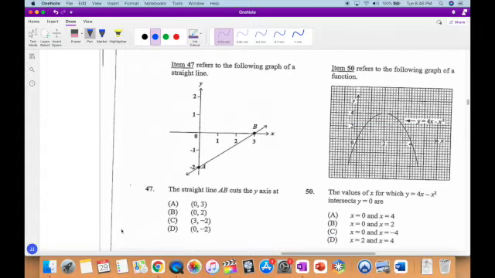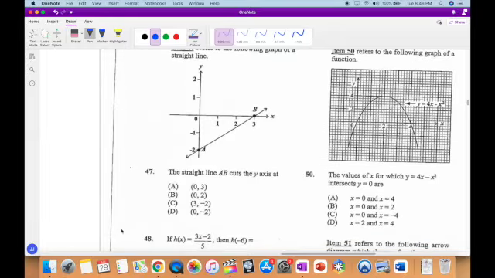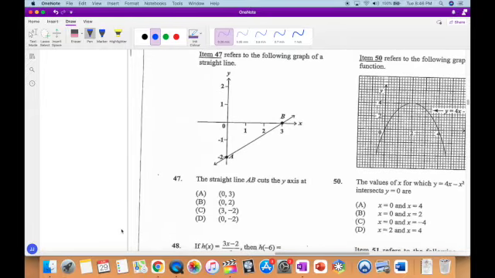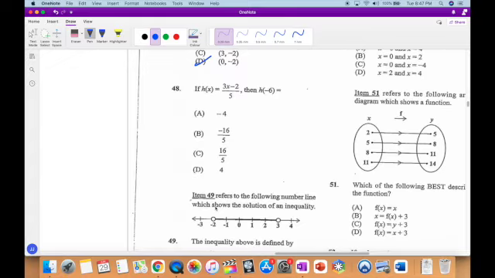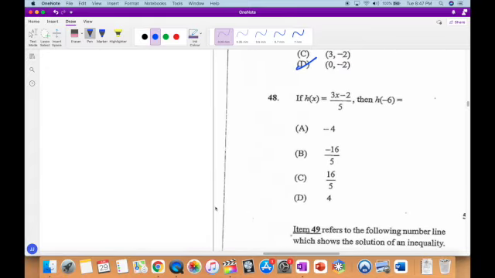47 refers to the following graph of a straight line. The straight line AB cuts the y-axis at (0, -2) here. If h of x is a function, then h of -6 means 3 times -6 minus 2, all over 5. So that is 6 3s are 18, so that'll be -18 minus 2 all over 5. So that'll be -20 over 5, which is -4.